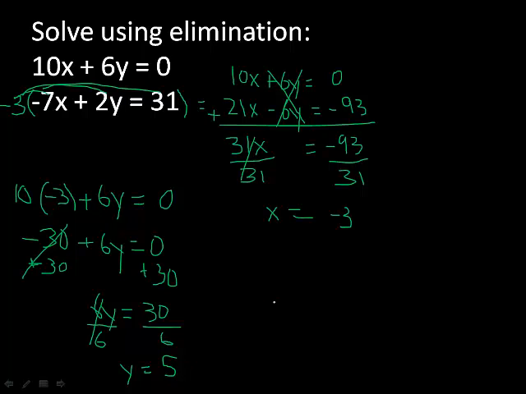So our answer, if we put it together, is negative 3, comma, 5 in parentheses, because this represents a point. Again, this is one solution, which means the graphs of the lines would cross one time, and they would cross at negative 3, 5.